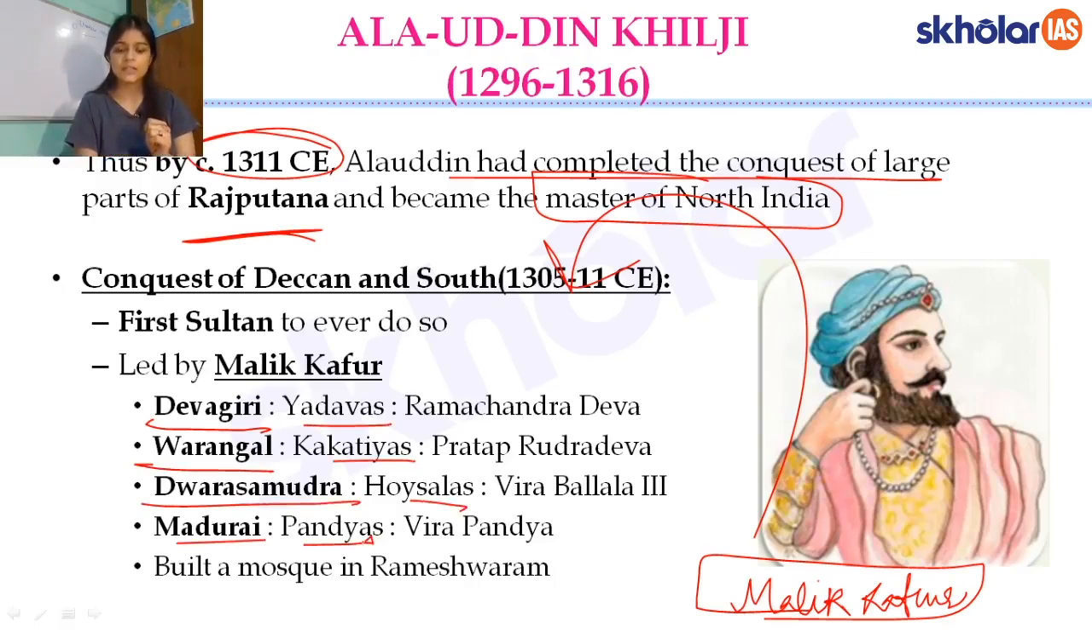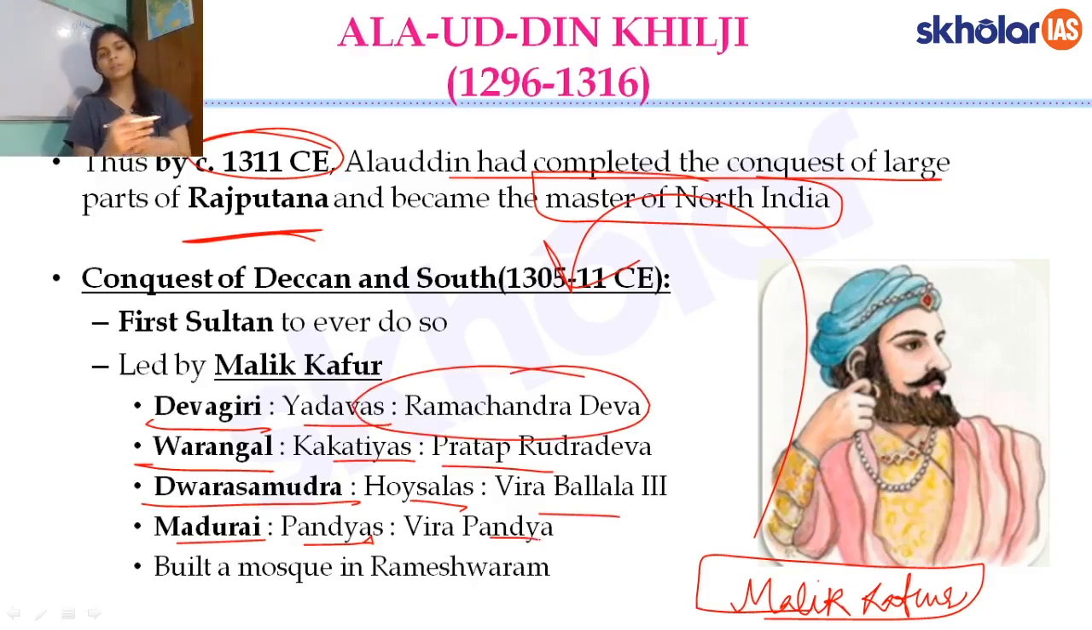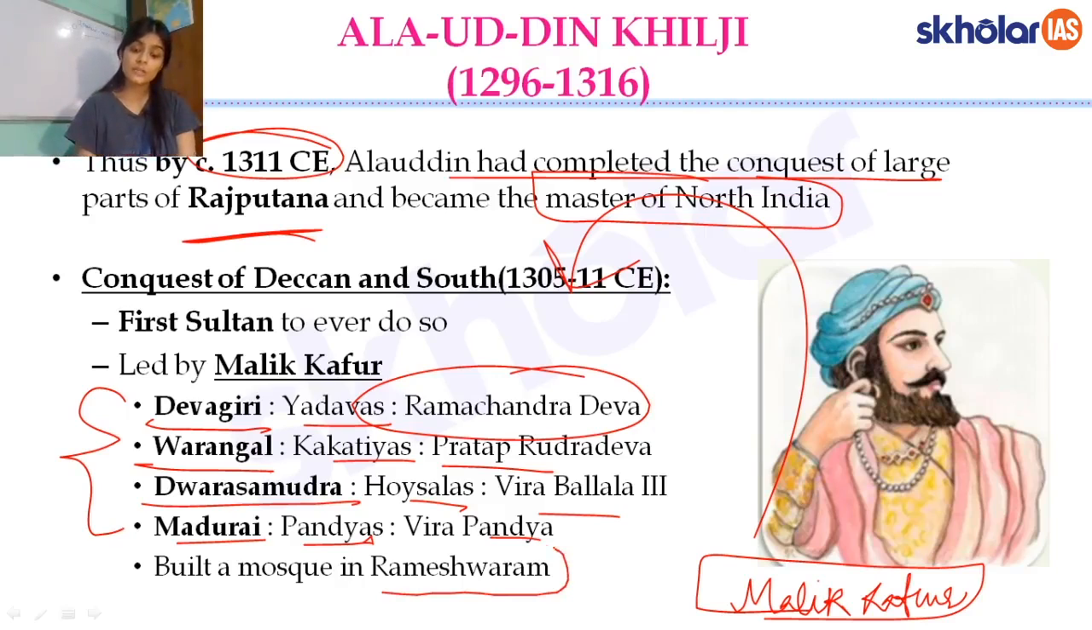Dynasties are the respective states, as I have written. And who were the rulers he fought, all of these things are not important, but just remember the names of the important cities which he conquered on his Deccan and South expedition. Also, he went until almost Rameshwaram. You can see it's the complete south, right? And he built a mosque there in Rameshwaram.